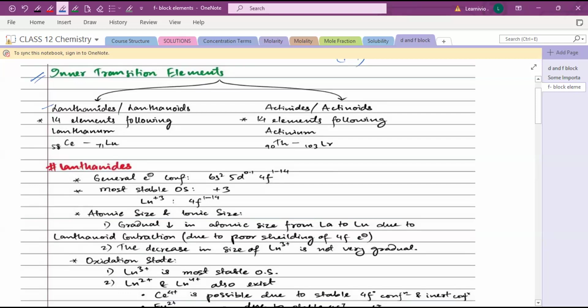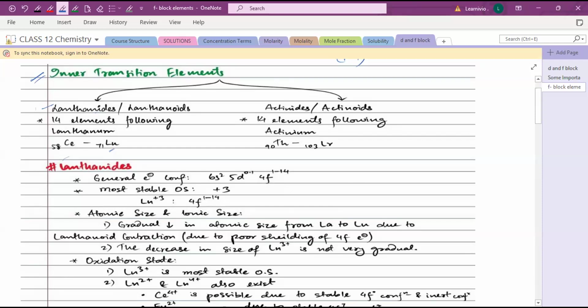Now, what are lanthanoids? Both are placed separately at the bottom of the periodic table. The lanthanoid series has 14 elements, following lanthanum. It starts from cerium, atomic number 58, and ends at lutetium, atomic number 71. So these are the 14 elements following lanthanum.